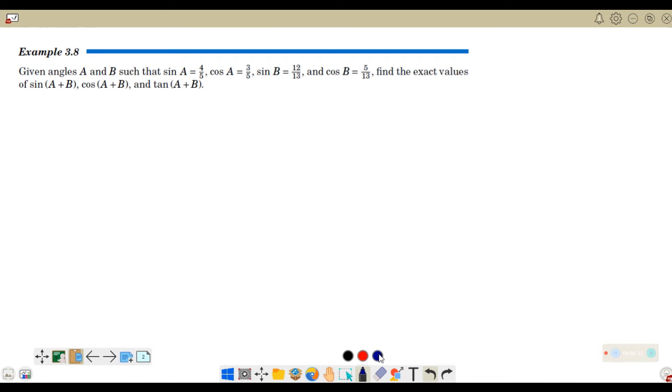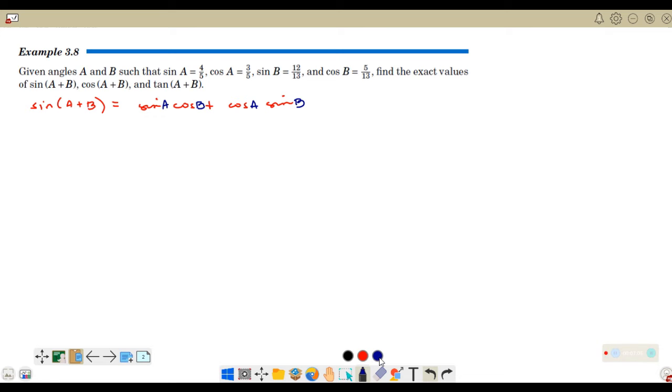So, gamitin natin yung knowledge natin kanina at isulat natin yung mga formula. So, for sine A plus B, ang sabi natin, ang tatandaan lang natin ay it is sin cos cos sin. And then whatever operation you have in the middle, susundin niya. And of course, you are going to fill out the angles. So it is AB.